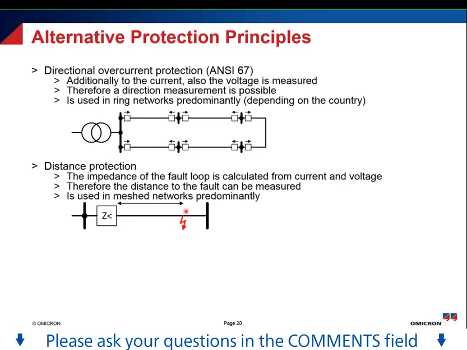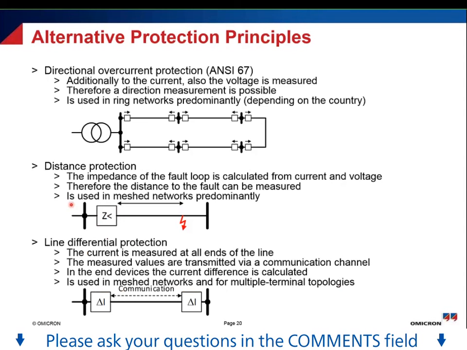And with this, I can selectively or mostly selectively say the fault is on my line that I have to protect, or the fault is not on my line, the fault is somewhere else. Distance protection is typically used in mesh networks, once again depending on the country. Also oftentimes used in high voltage or also transmission systems.